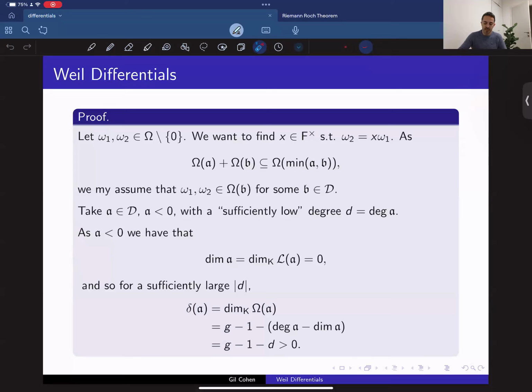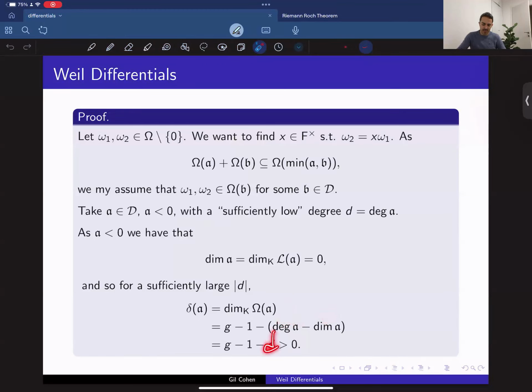So this means that for a sufficiently large minus D, or D in absolute value, because again recall D is negative, we have that the dimension of omega A as a K vector space, not F vector space, is, if you remember, G minus 1 minus the degree of A minus the dimension of A. This is something we proved in the previous lectures. The dimension of A is 0, and the degree of A is D, so you're left with G minus 1 minus D.